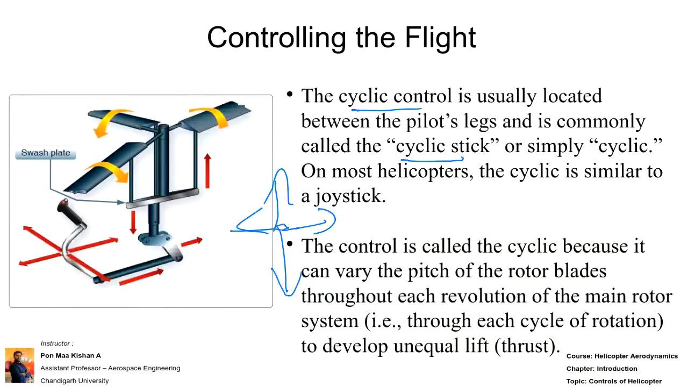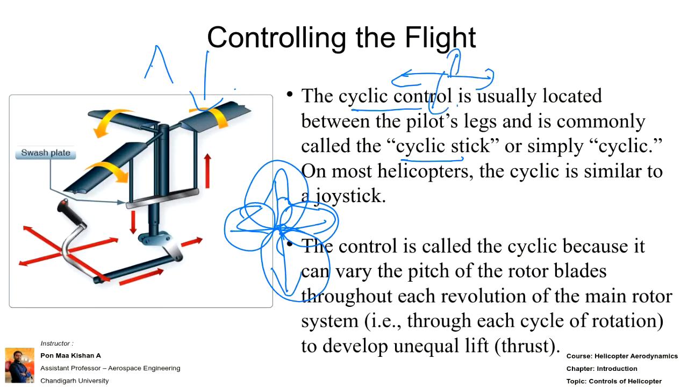That means using that cyclic, we can mostly control the forward, backward, and sidewards motion. So the cyclic will not be much useful during takeoff and landing. It will be useful for forward, backward, right, and left, to move the helicopter in 4 directions. So for that, cyclic pitch control will be used.